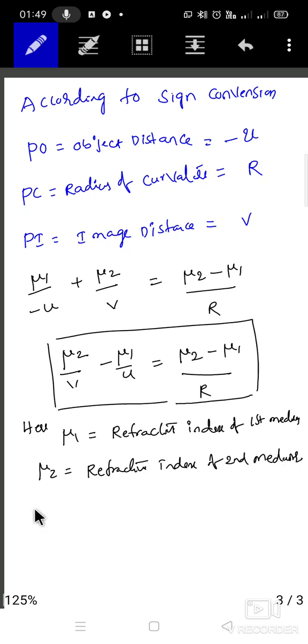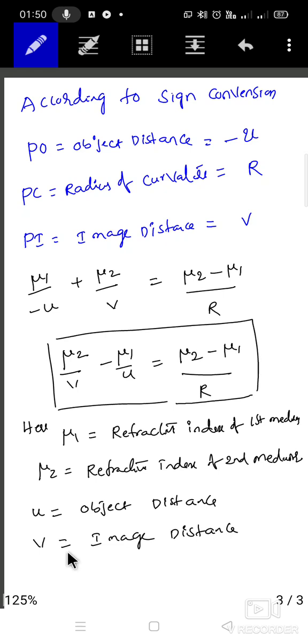Next, U is the object distance, V is the image distance, and R is the radius of curvature of the curved surface. So this is called the image formation equation.